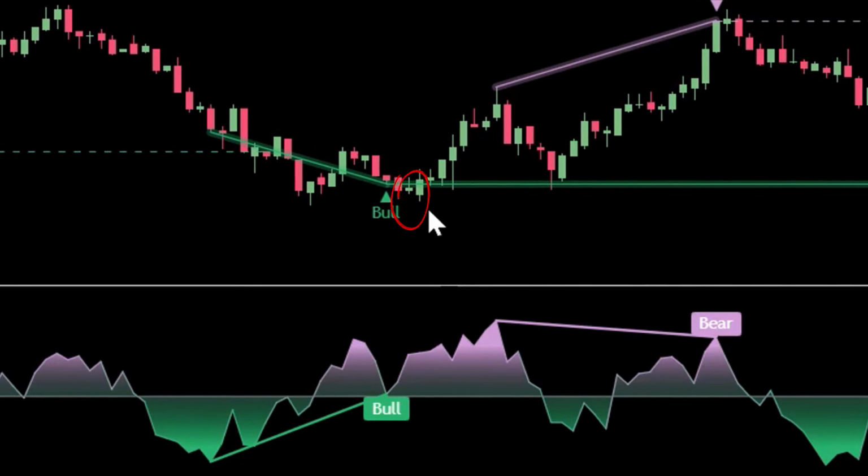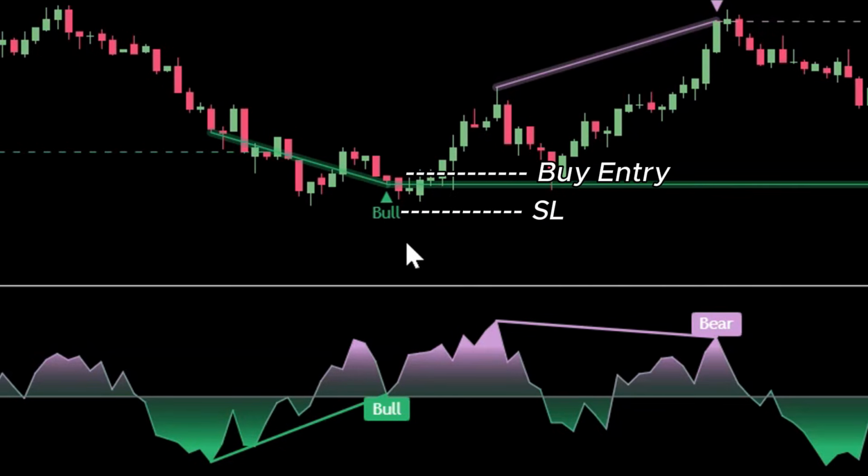Next, we wait for a bullish engulfing candle to form inside the green zone. Once the candle closes, we enter a long trade. For risk management, place the stop loss just below the green zone, and for take profit, aim for a 1-to-2 risk to reward ratio. Now watch how the price reacts.